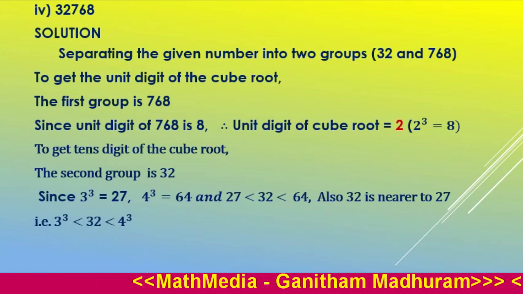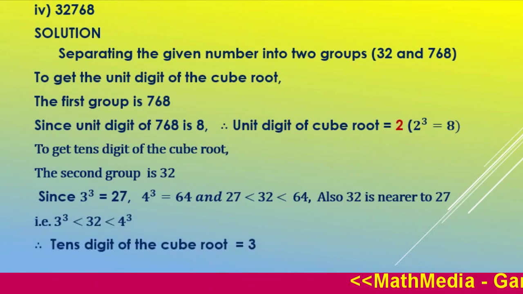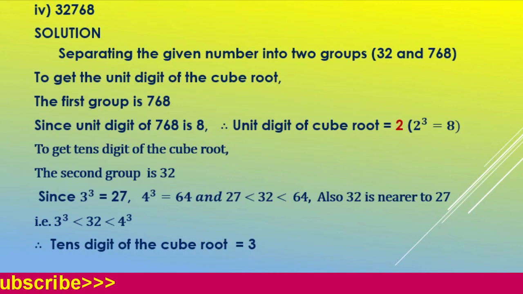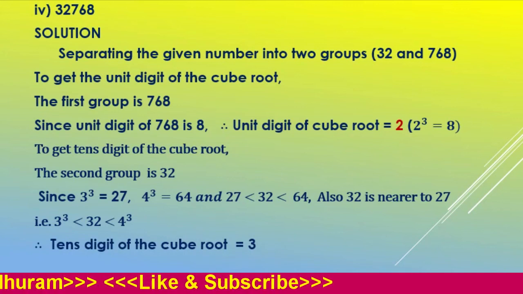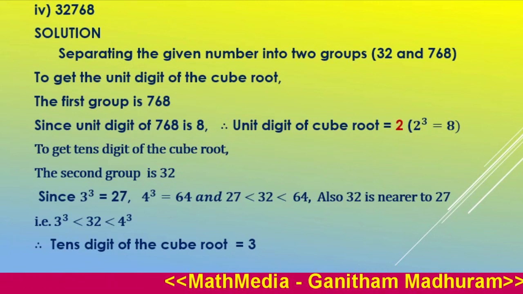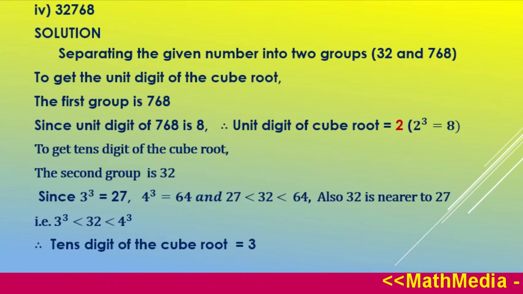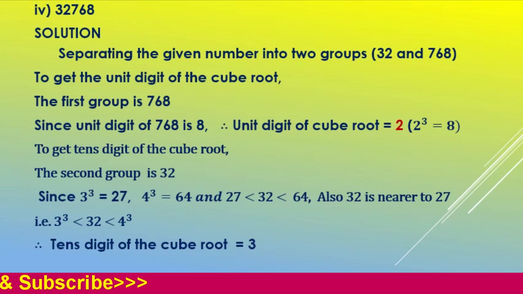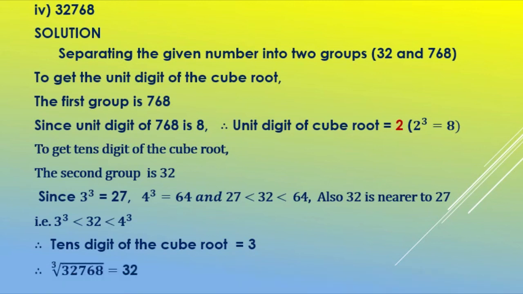So we have to take the cube root of 3 cubed, or the cube root of 27, which gives the tens digit of our cube root. So the cube root of 27 is 3. Therefore, the cube root of 32,768 equals 32.